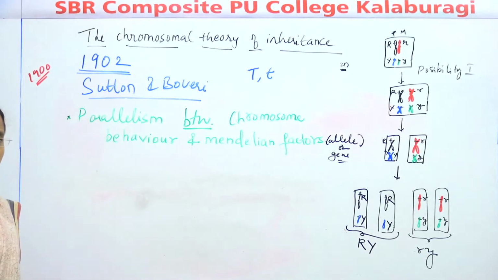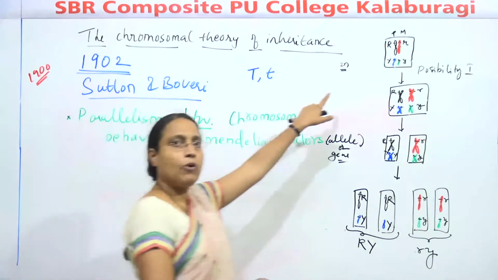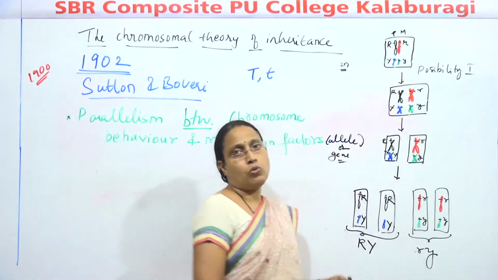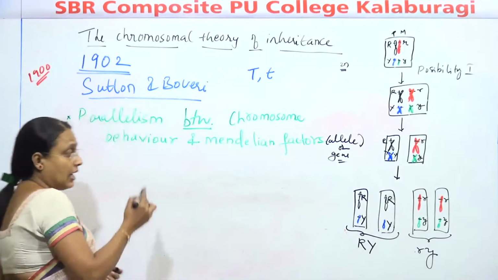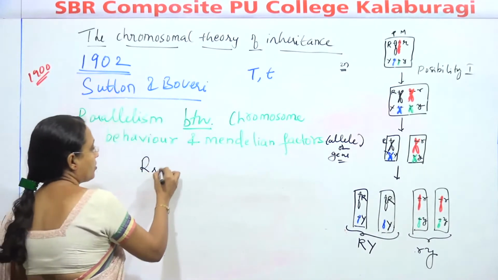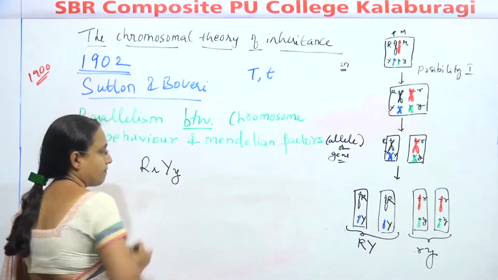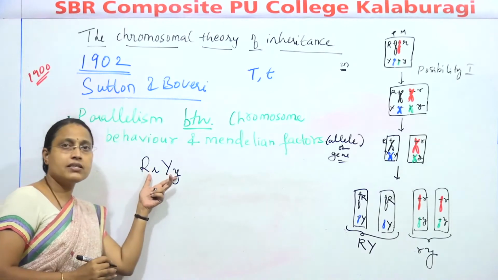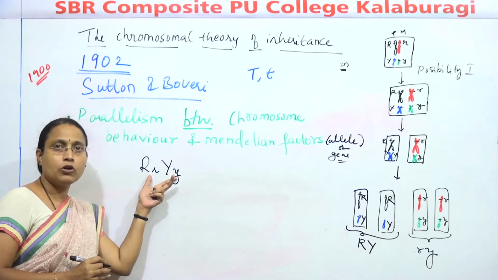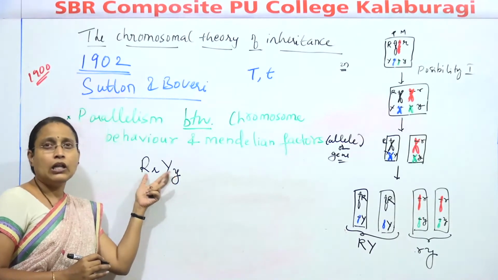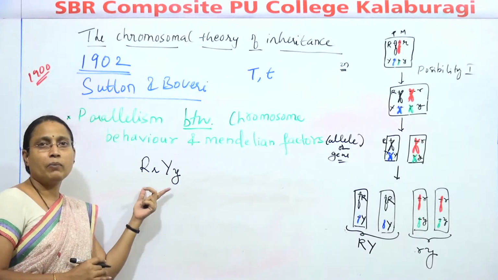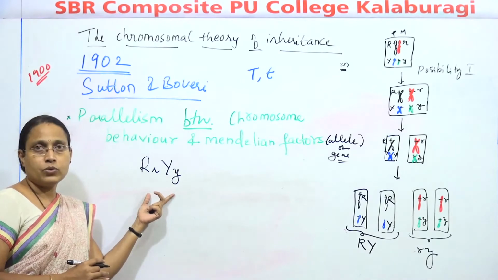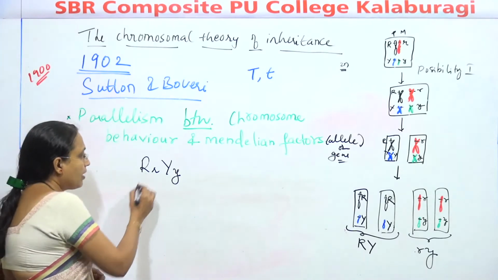Now consider this genotype of this diploid cell, RR, capital Y and small y. This we have studied in the dihybrid cross. You notice how many gametes this parent produced in the F1 generation? It produced 4 gametes, and ultimately those 4 gametes combined in different ways and produced 16 offspring in the F2 generation.